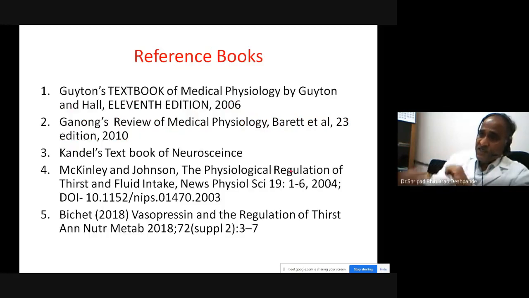Okay, so these are some of the references. Whatever concepts I have taken, the recent concepts came from the physiological regulation of thirst and fluid intake from News in Physiological Sciences 2004, and this article from Bichet in the Annals of Nutrition and Metabolism, which appeared in 2018. These provide a very detailed analysis, because the older textbooks may not have the detailed analysis that I was trying to project.